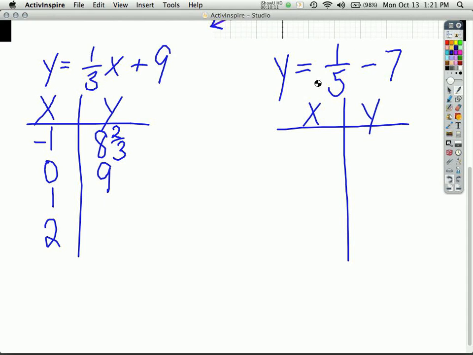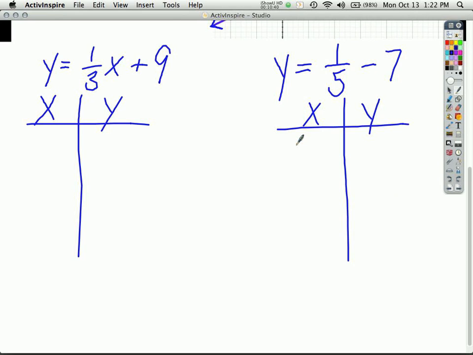What about this over here on the right? What would be good choices for the x values in this situation? Deja, and then Angela. Okay, what do you think? -5, 0, 5. Yeah, those would be great choices.